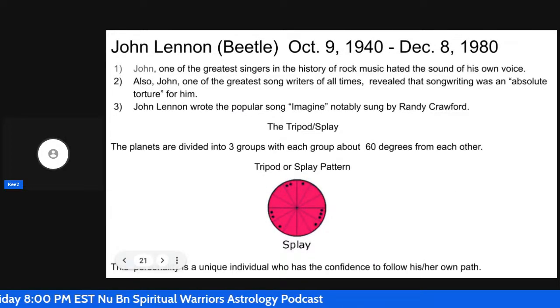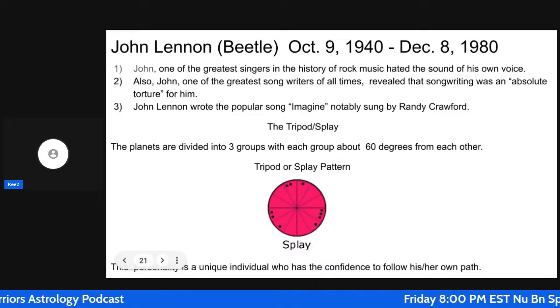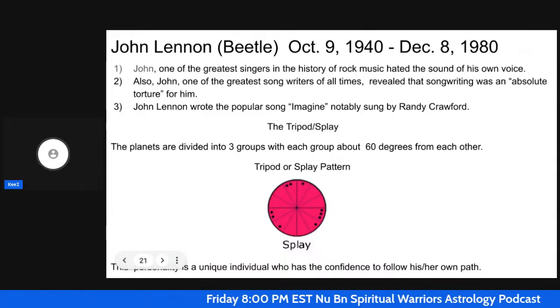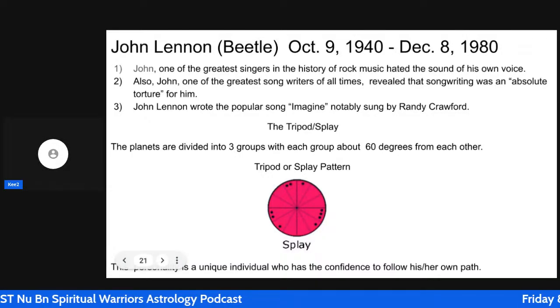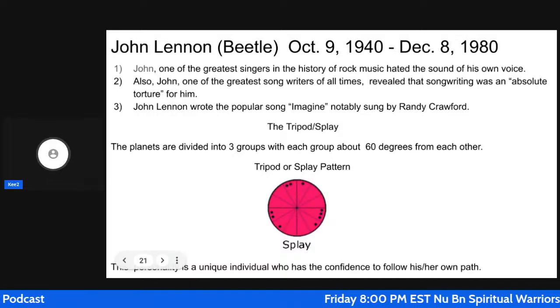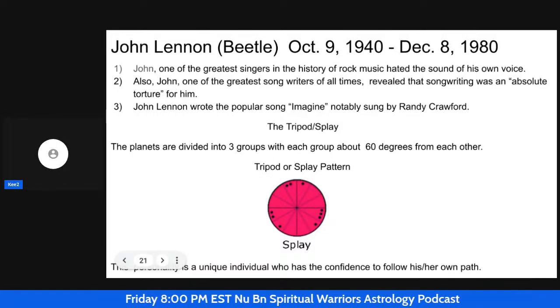The tripod. The planets are divided into three groups, with each group about 60 degrees from each other. The person is a unique individual who has the confidence to follow his or her own path. The tripod.